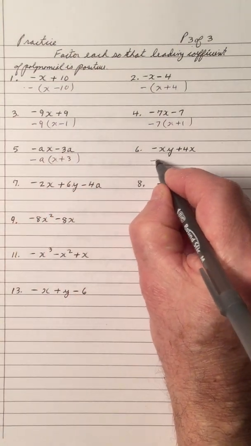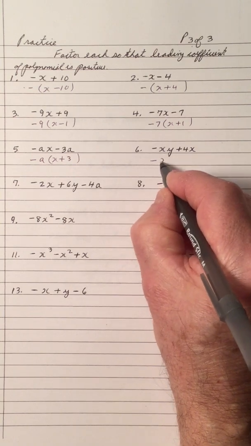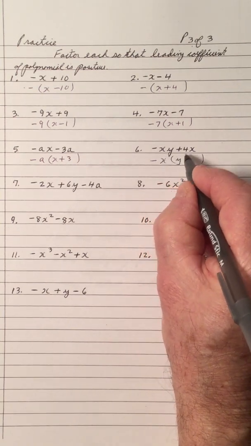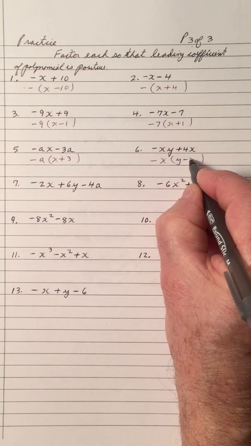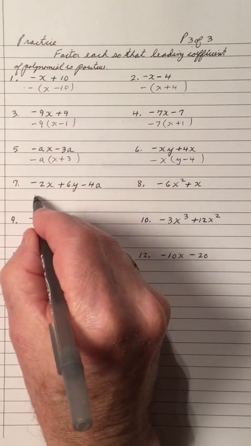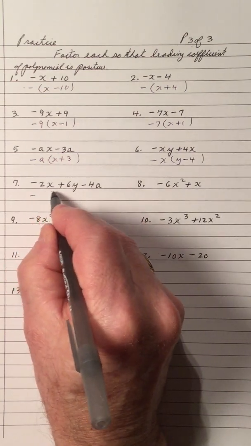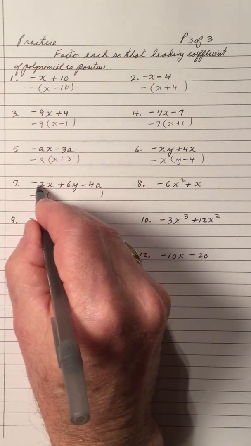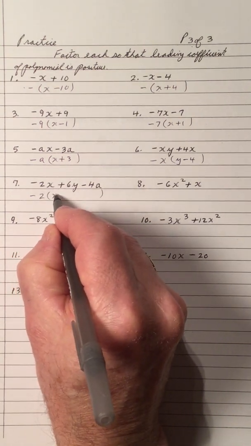I have a negative in the leading term, and I have an x also. That's a GCF. So divide, and I'll get a y. Divide again, and I'll get a negative 4. And I have a negative in my leading term, take it out, and I have a 2 as a GCF. Here we go. So divide, and negative divided by negative is positive, just an x.